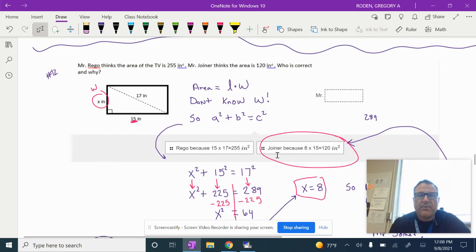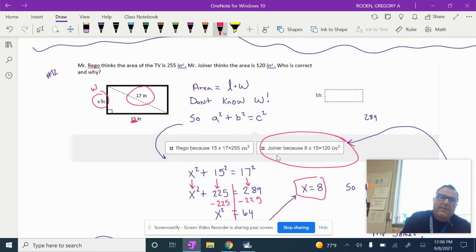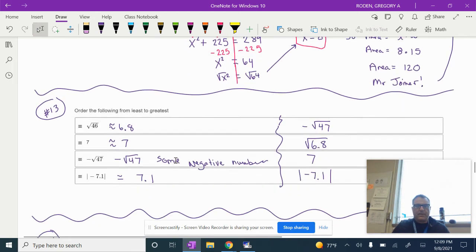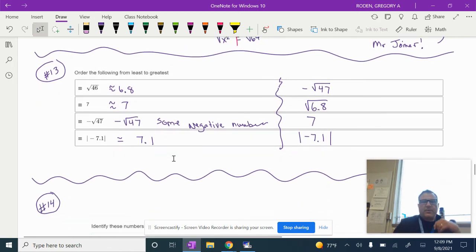Now, what did Mr. Rigo do wrong? He multiplied 15 times 17. Well, no, there's no formula that says length times diagonal gives you area. It's length times width, right? So the 17 is not part of the area formula. We just had to use that to find the width, okay? It was the diagonal.